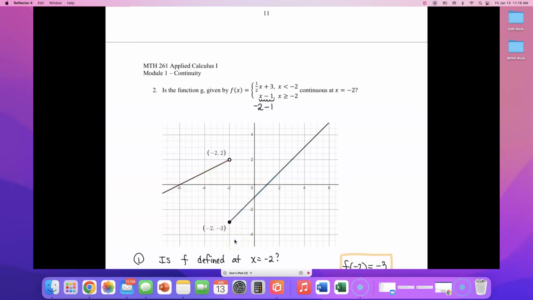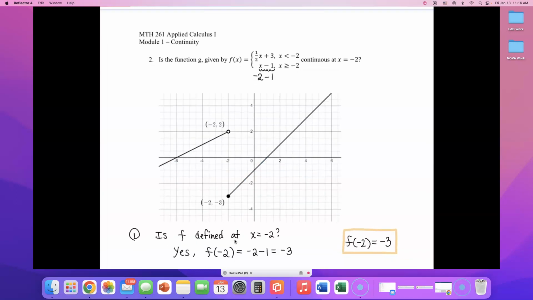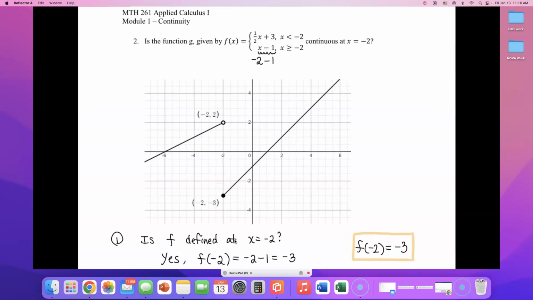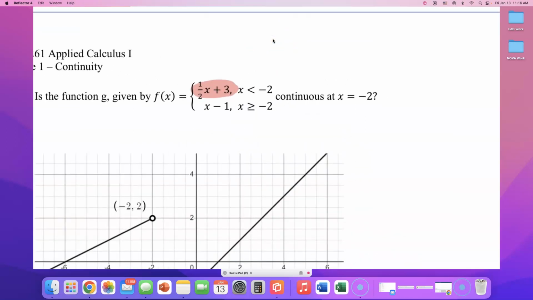And assume that we don't have a picture. When you're taking this on the exam, when you have this kind of question on the exam, you're not going to have a picture. So how do we do that algebraically? What we're going to do is plug into these 2 pieces. So for the left-hand limit, use that red highlighted part, because to the left of -2, we're using this half x plus 3. You know what? I'll write it down here and I'll move the work down.